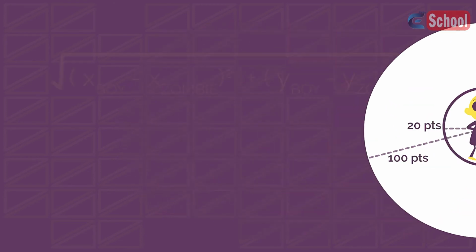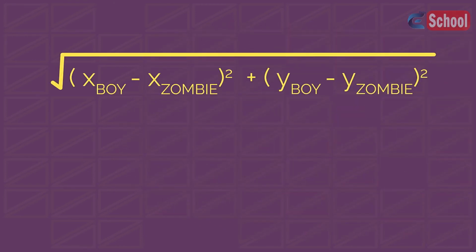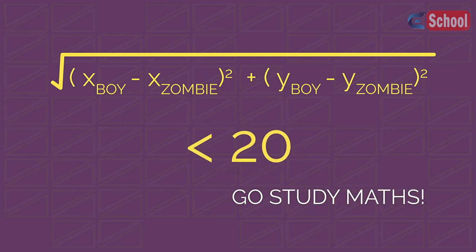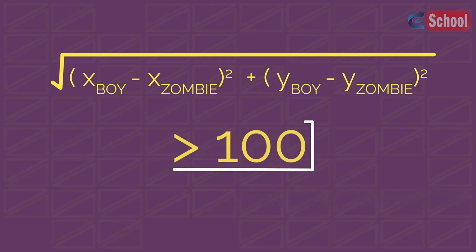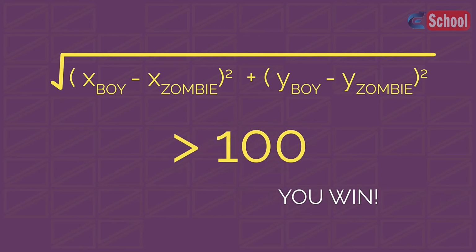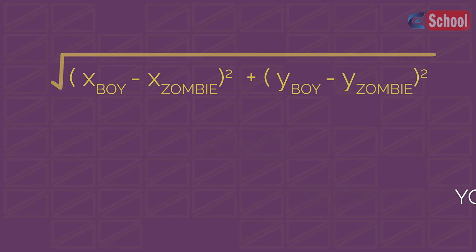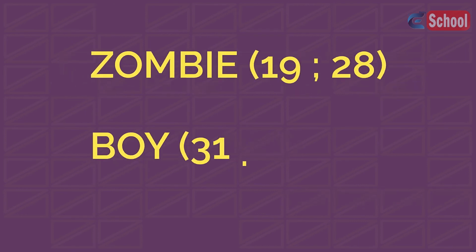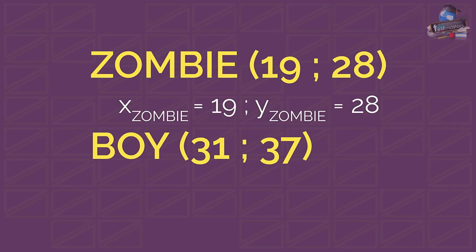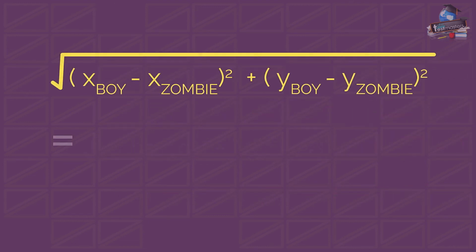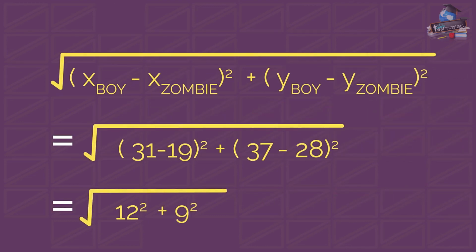So our command to the computer will look like this. If the value of this expression is less than 20, go and study maths. And if the value of this expression is more than 100, then the player wins. Let's play. Help the computer find the result of the game if the zombie's coordinates are 19, 28 and the boy's coordinates are 31 and 37. You aren't a computer, so feel free to use any method you like.